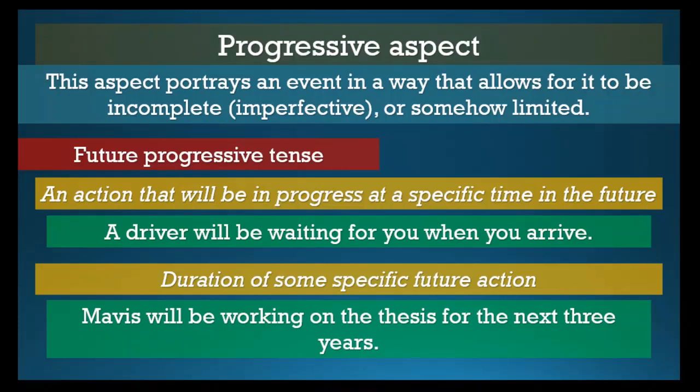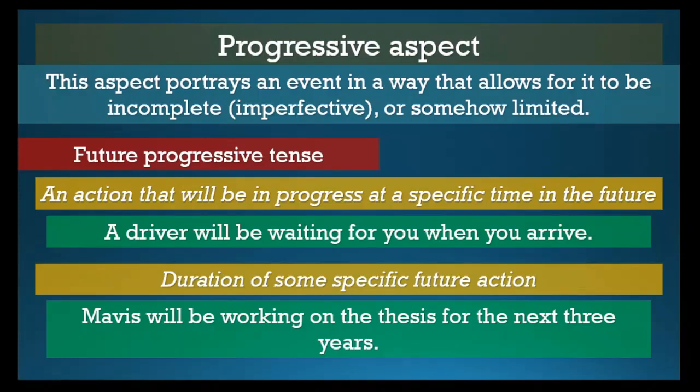Duration of a future action is likewise covered by the future progressive. An example would be: Mavis will be working on the thesis for the next 3 years. The phrase "next 3 years" here obviously tells us that this sentence is all about duration of a future action.